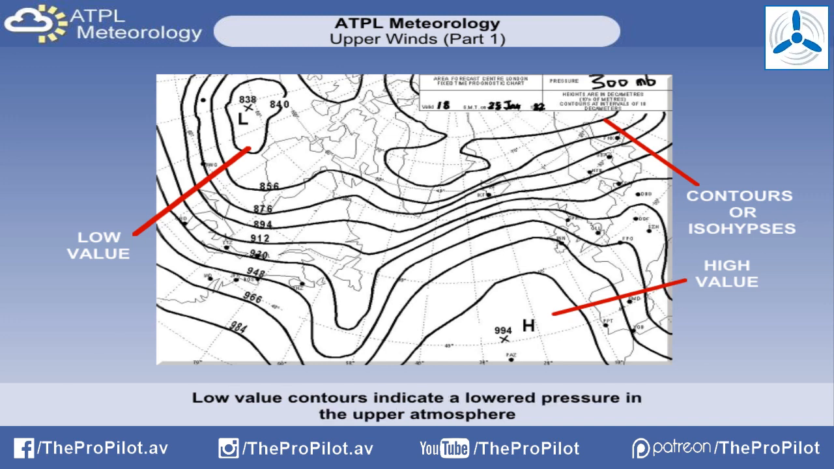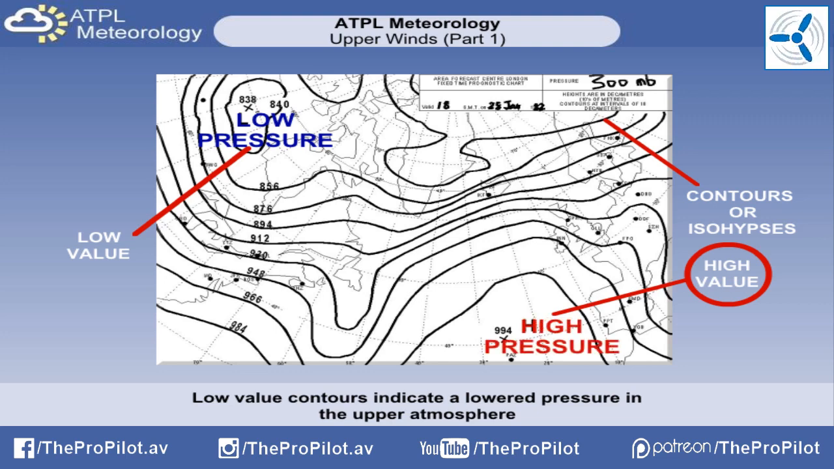Earlier we said that above cold air we would expect a low pressure, and above warm air a higher pressure. This means that wherever we find low-value contours, we know this will be due to cold air, and we'll therefore expect a low pressure in the upper atmosphere. Alternatively, wherever we find high-value contours, we'll know this will be due to warm air, and therefore we'll expect a high pressure in the upper atmosphere. Think of a surface pressure chart and how the winds blow in relation to the isobars around lows and highs.